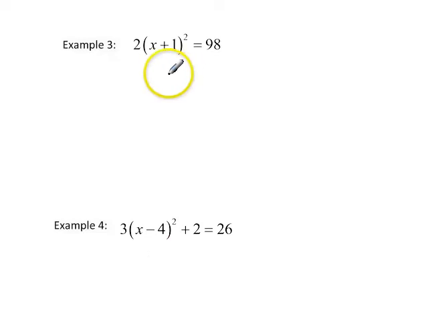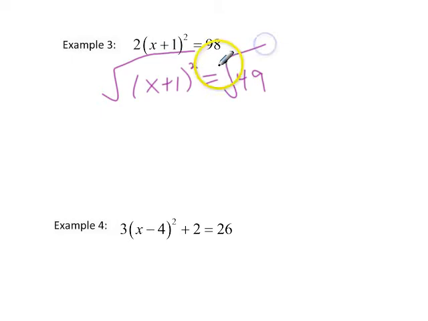In both of these examples, we have a binomial that we're trying to isolate. So we're going to get rid of the 2 by dividing both sides by 2. That leaves us x plus 1 squared equals 49. Now we can take the square root of both sides. Remember, plus or minus on the right. The square root of x plus 1 squared is x plus 1. The square root of 49 is negative 7 and positive 7.